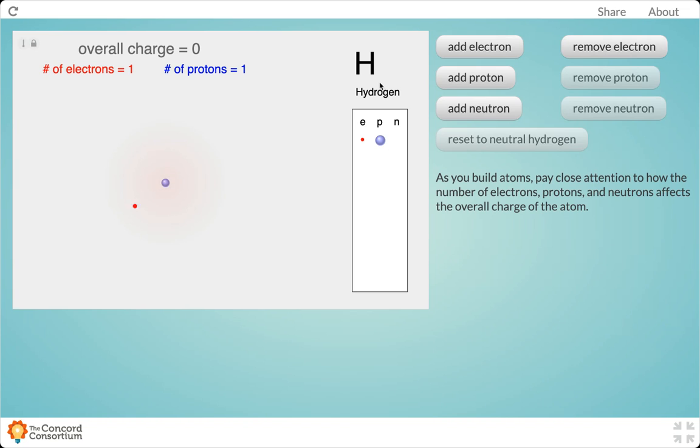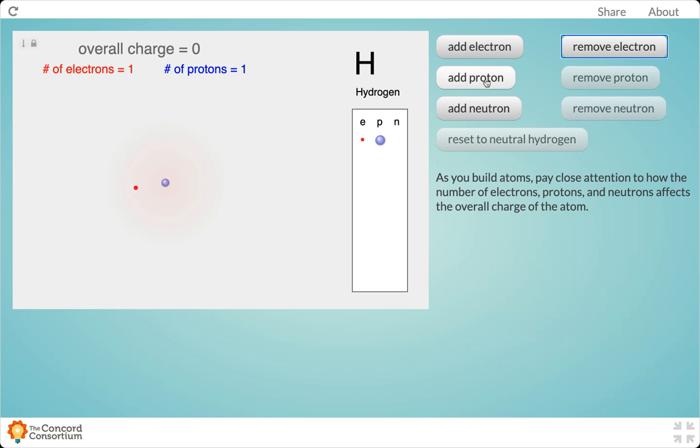So the first scenario that we can do is we can add an electron. So let's see if adding an electron changes hydrogen into helium. Notice that hydrogen is still hydrogen, we just have 2 electrons now and only 1 proton. So that does not do the trick. I'm going to remove that electron, so we're back to our starting position.